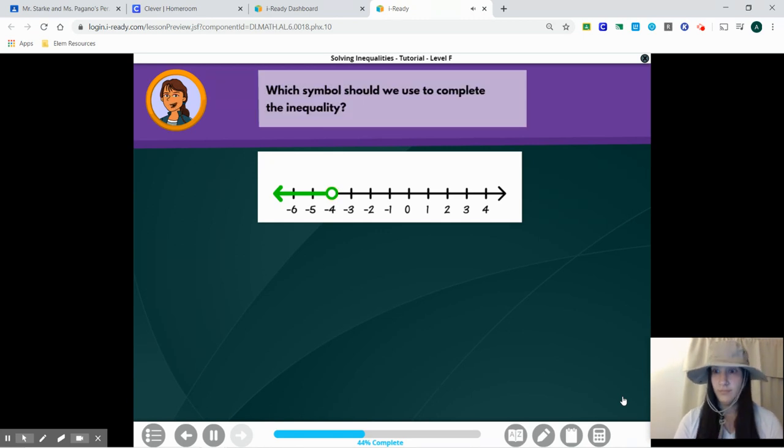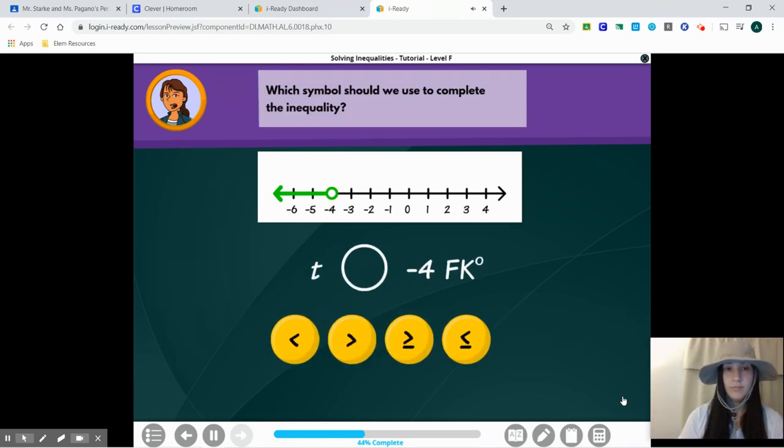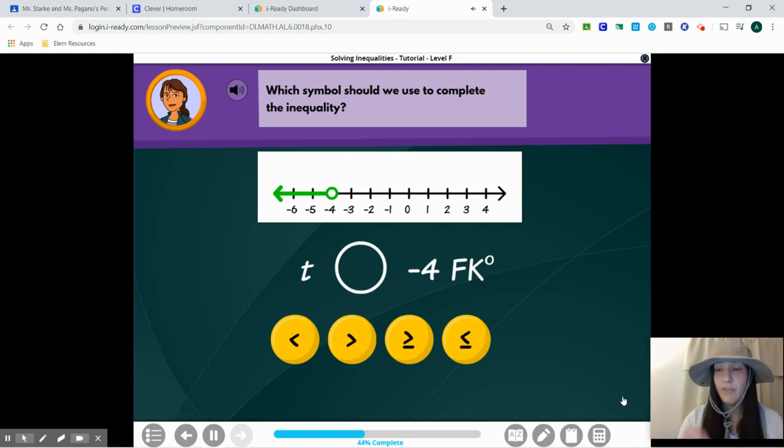Which symbol should we use to complete the inequality? So we know that when we have an open circle, it's only going to be a less than symbol or a greater than symbol. Since our arrow is pointing to the left, we know that we're going to have all the numbers less than -4, which is going to be the less than symbol. Perfect. This open circle means less than but not equal to. Right. That's exactly what we want.